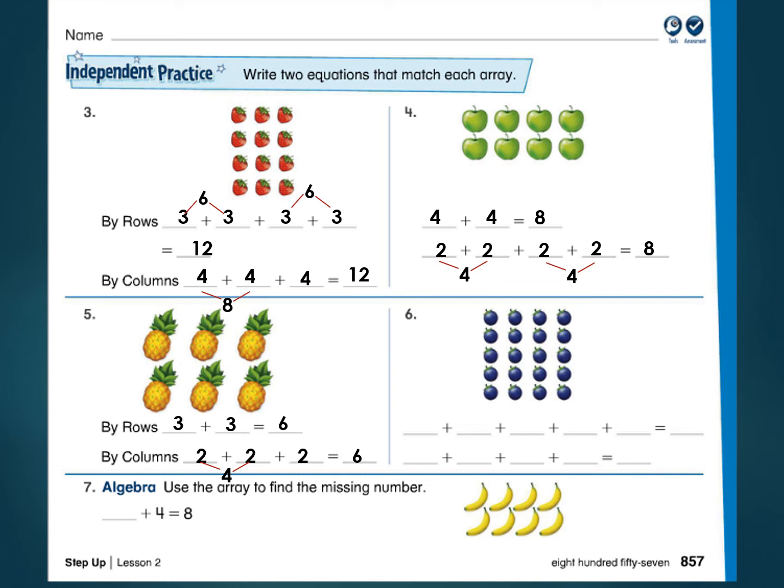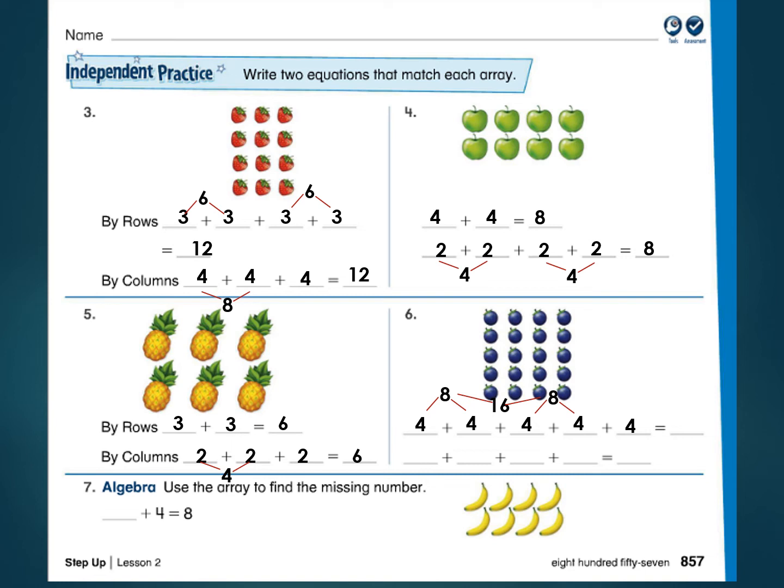Now let's move to number 6. Let's solve it by rows. How many rows are there? There are 5 rows. Each row has 4 blueberries. So 4 plus 4 plus 4 plus 4 plus 4. The first 4 plus 4 is 8. The second 4 plus 4 is 8. 8 plus 8 is 16.